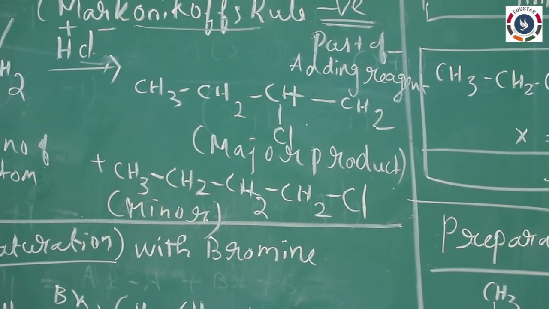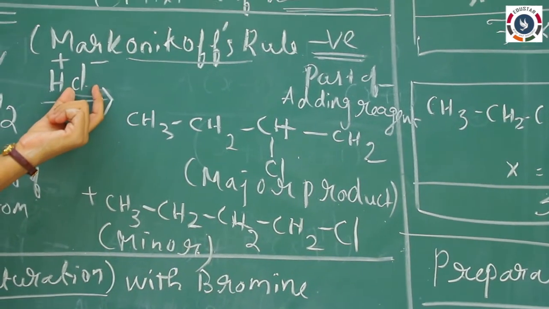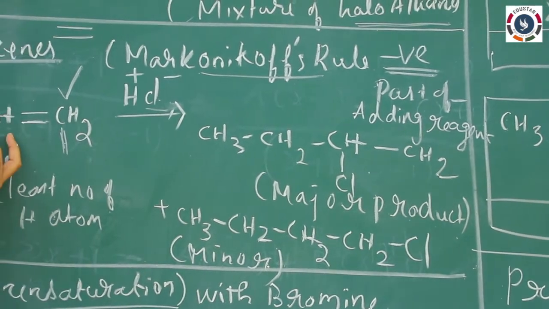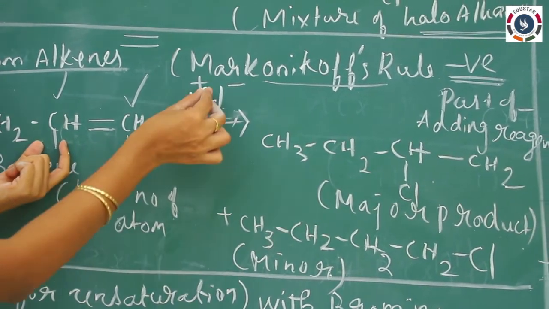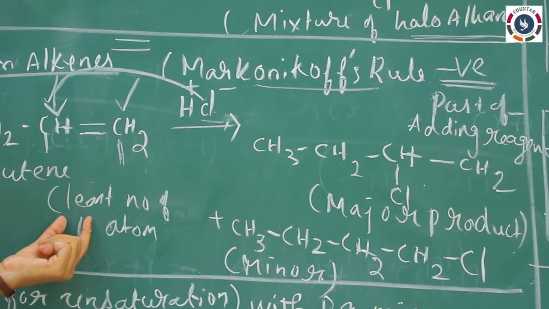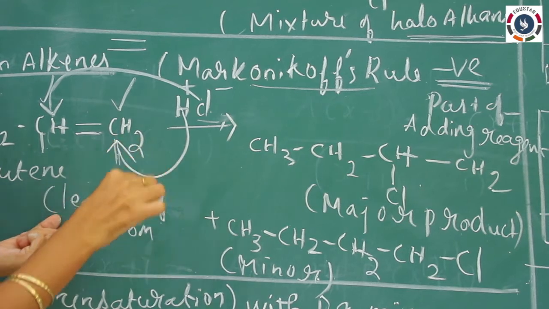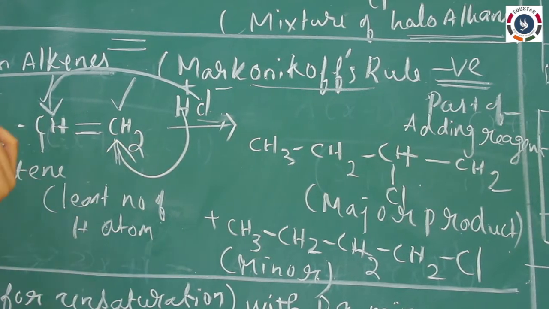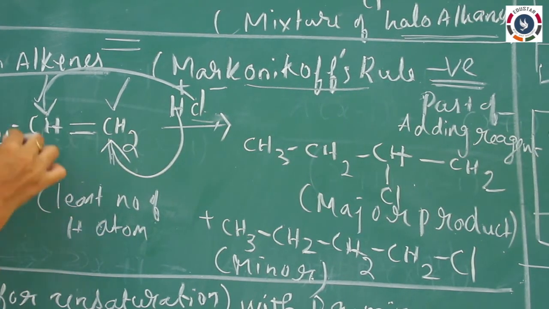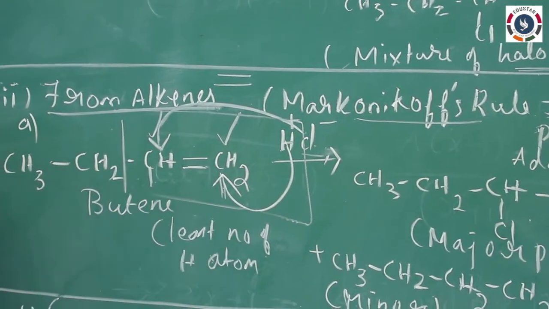Okay, I am repeating it. How is this Markovnikov rule working? The negative part of the addendum adds to the carbon which is least in hydrogen atoms, that is, chlorine prefers to add to the carbon atom with the least number of hydrogens, and the hydrogen will add to the carbon atom which has the greater number of hydrogen atoms. This is the actual Markovnikov product, this one.